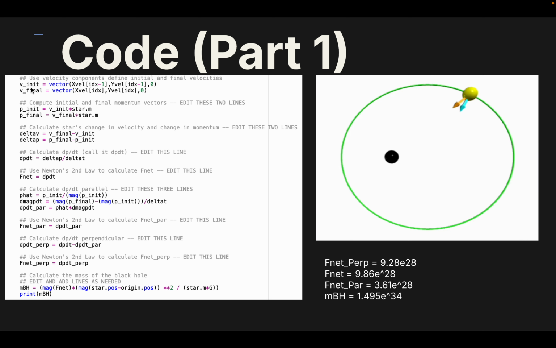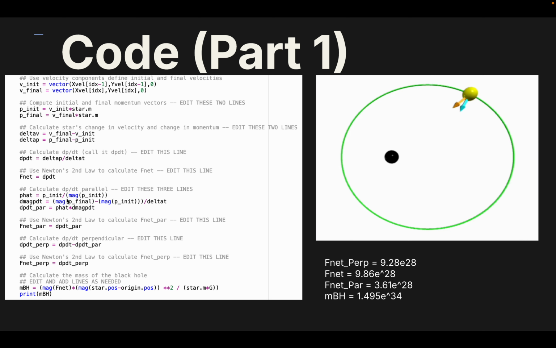Over here we have our v initial, which is given by this vector. It's our initial velocity, and our final velocity, which is given by a very similar vector. Our initial momentum and our final momentum were used for the magnitude of the parallel force, which is not very visible here, but there's a purple arrow that represents this. This is our change in velocity and our change in position, just given by final minus initial. Our dp dt is a way to rewrite the F equals ma formula, exactly rewritten as F net equals dp dt.